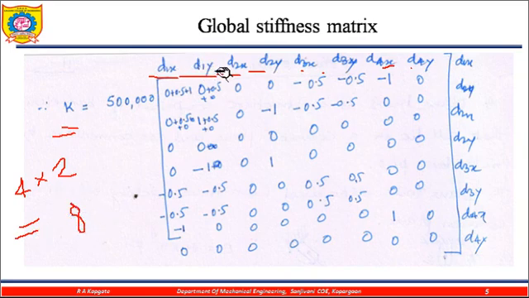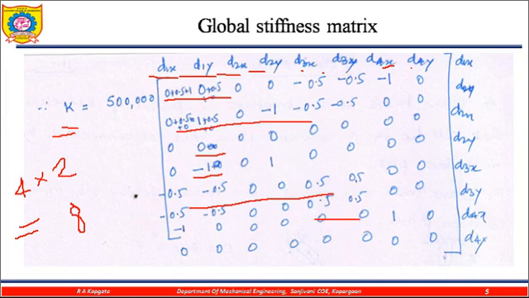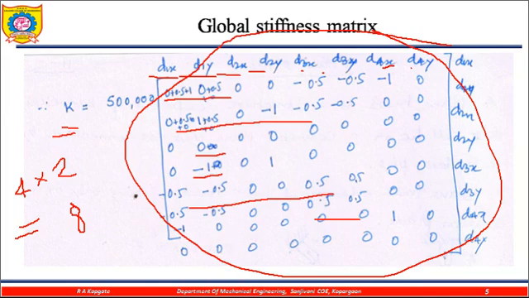So d1x, d1y, d2x, d2y, d3x, d3y, d4x, d4y. Now we already know the direct stiffness method for assemblage, so all you need to do is the additions at your own level. So you develop this global stiffness matrix for the truss.